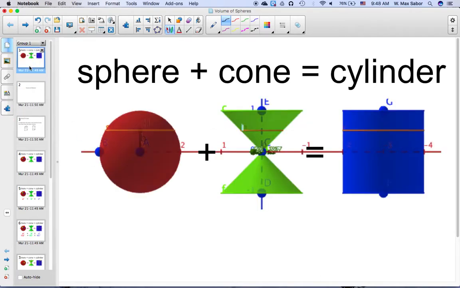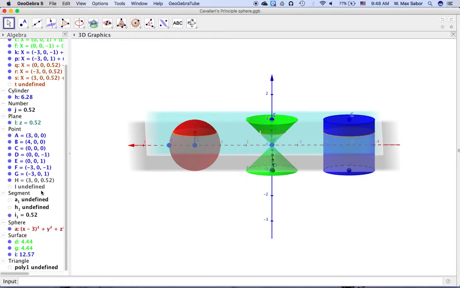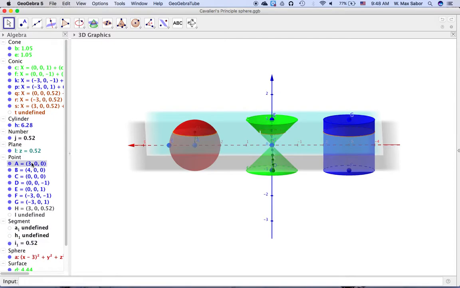And my claim is going to be that the volume of a sphere plus the volume of a cone equals the volume of a cylinder if they all have the same radius and the height is going to be twice the radius of the sphere. So what you're seeing is this, and I'm going to animate this so that you can see the values changing.